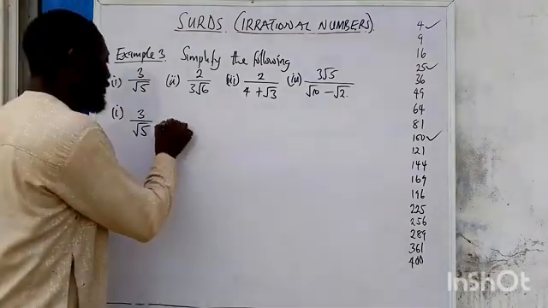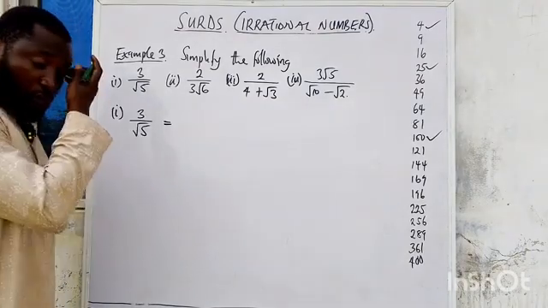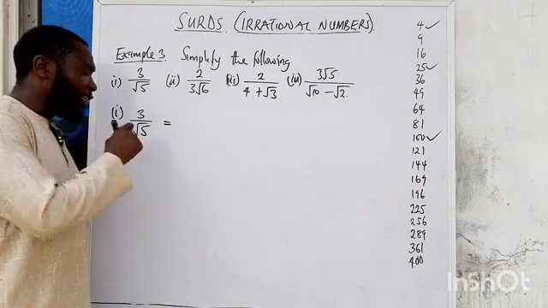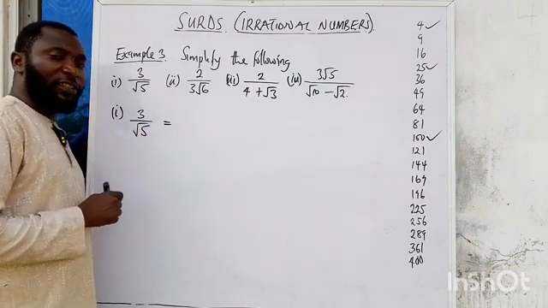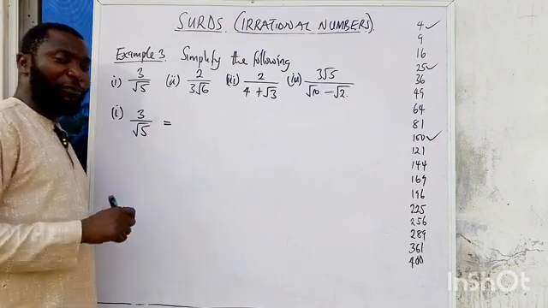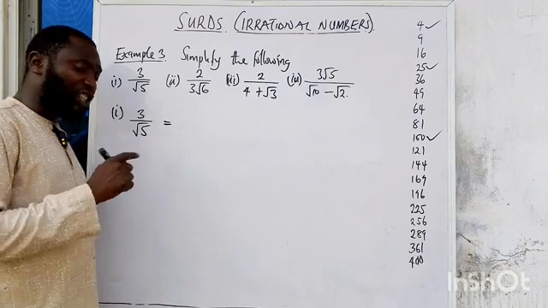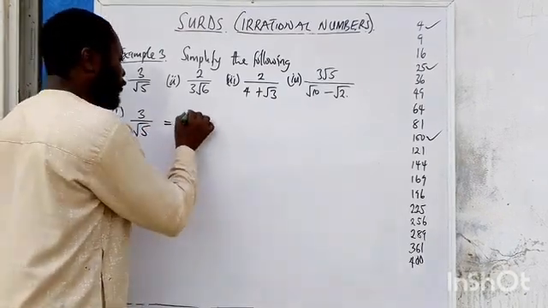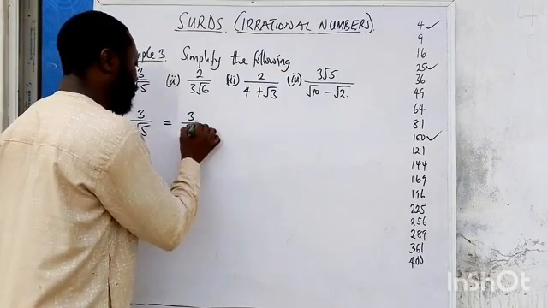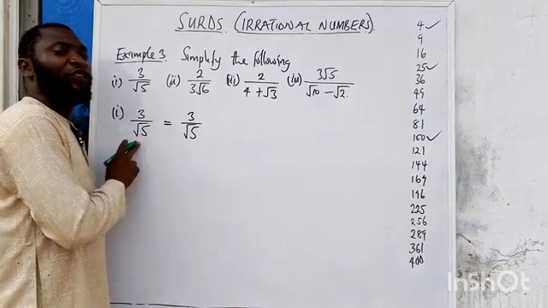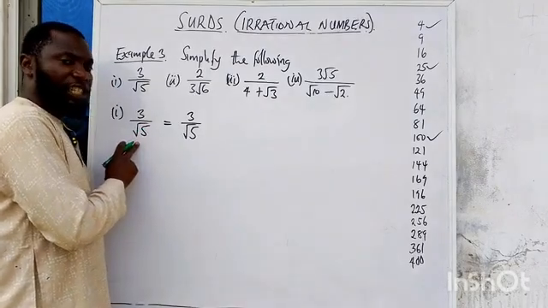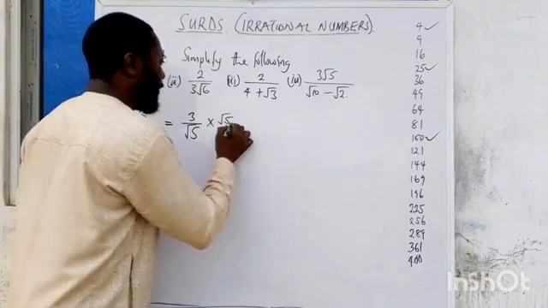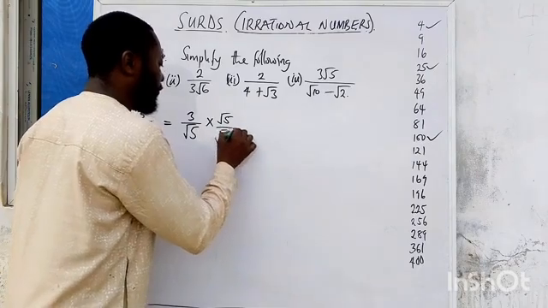Now, how do you rationalize this question? As I said, you are multiplying by the conjugate. You are multiplying this question and at the same time dividing it by the conjugate of the denominator. Here we have square root of 5 as our denominator. So you have 3 divided by square root of 5, and you are still using square root of 5 to multiply both numerator and denominator. So you say times square root of 5 divided by square root of 5.